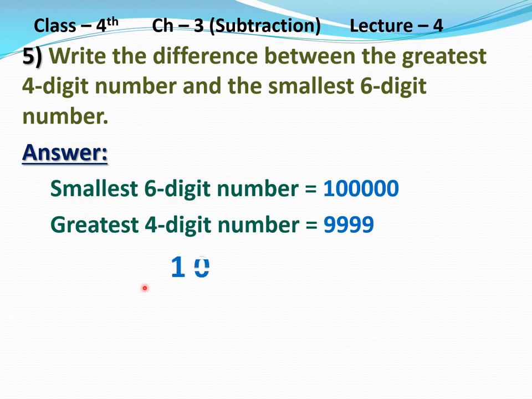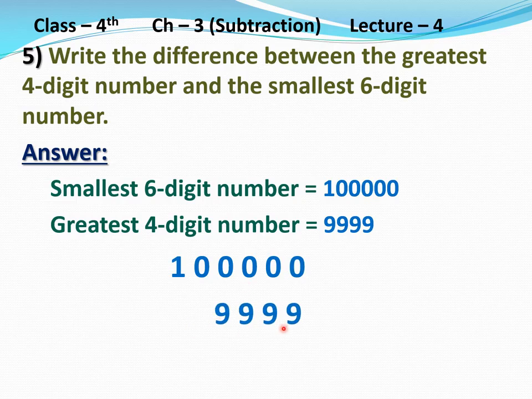So write down 1 lakh minus 9,999. Now subtract this. See, 0 minus 9, it is not possible. So we will take borrow from this. Next, we can't borrow from 0. Next, we can't borrow from 0. So we will take borrow from this 1. So this 1 will become 0.